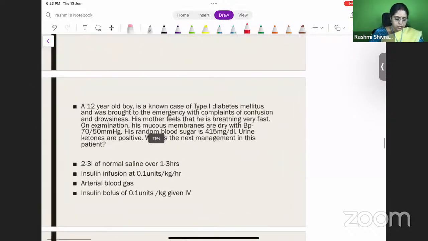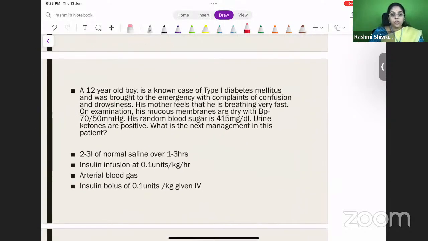Let's move on to the next question. A 12-year-old boy, a known case of type 1 diabetes mellitus, was brought to the emergency with complaints of confusion and drowsiness. His mother feels that he is breathing very fast. On examination, his mucous membranes are dry with a BP of 70/50. His random blood sugar is 415 milligram per deciliter and urine ketones are positive. So what is the next best management in this patient? I would like one of you to try this answer.